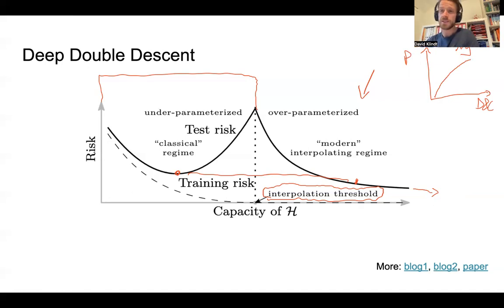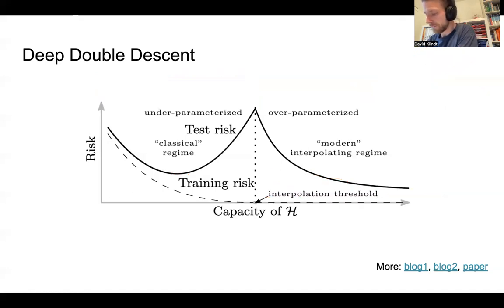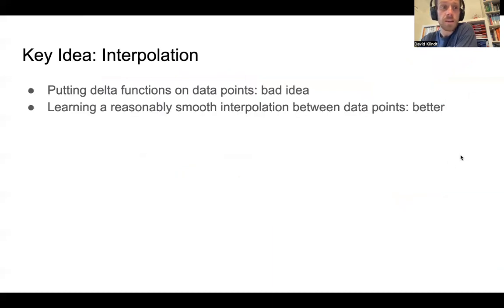Okay, but this is all very hand wavy. There's a lot of nice theory in there if you look at the original resources, but it's open research. If you want to make an impact, then I think this is quite interesting. Okay, now the cool thing is, the key idea behind this is interpolation. Putting delta functions on your data points is a bad idea.